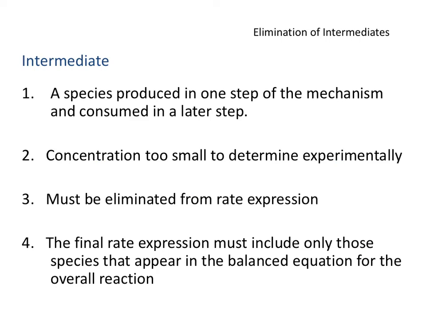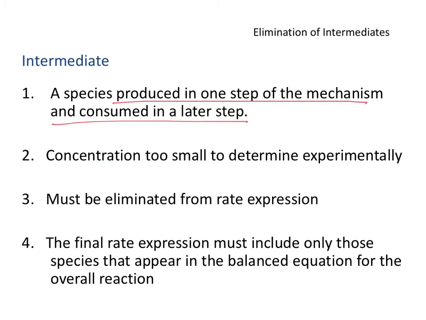We already discussed what intermediates are. Intermediates are produced in one step and they are consumed in a later step. The concentration is always just too little to be measured, and so these are usually eliminated from the rate expression. When you're doing this, you must make sure that there are no intermediates, and the final rate expression must include only those species that appear in the balanced equation of the overall reaction, because it's the overall reaction that decides what the real reactants are.